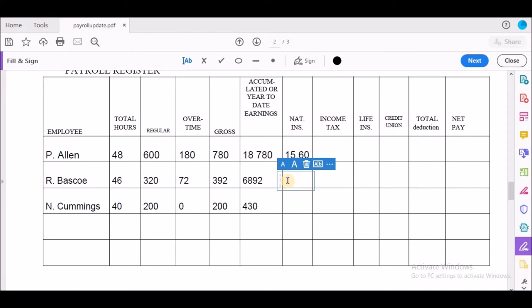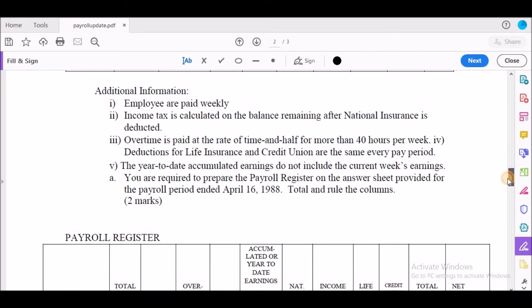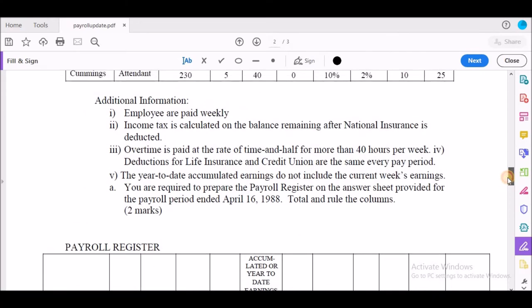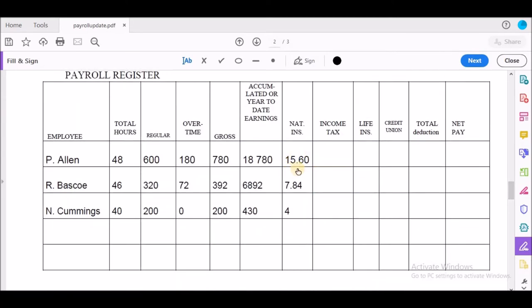$392, that's $7.84, and 3% of 200. 2% of 200 is $4. All right, income tax. Let's go back to our note. It says income tax is calculated on the balance after national insurance, and income tax is 10%. So we have to take the national insurance from the gross pay and then find 10% of it.